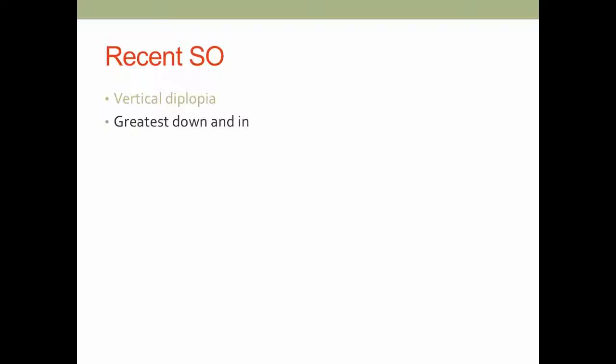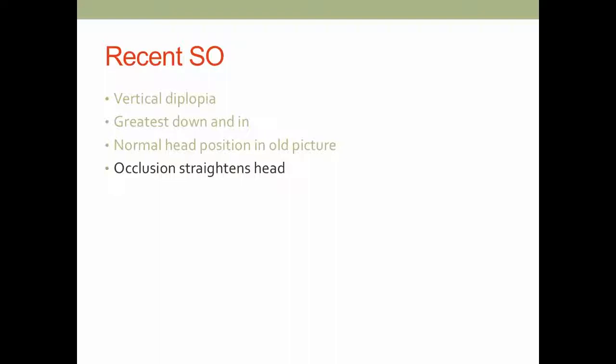So if we have a recent onset superior oblique, we're going to get vertical diplopia. The deviation is going to be greatest down and in. If you go and look at their old pictures, they're going to be normal. If you put a patch over their eye, they'll get rid of their tilt. This is an interesting one.